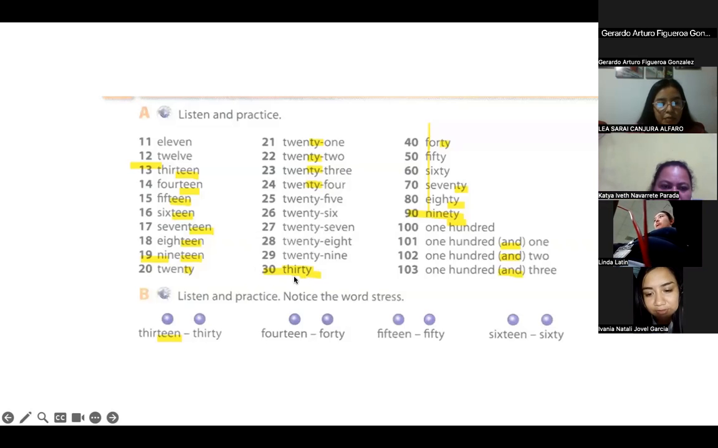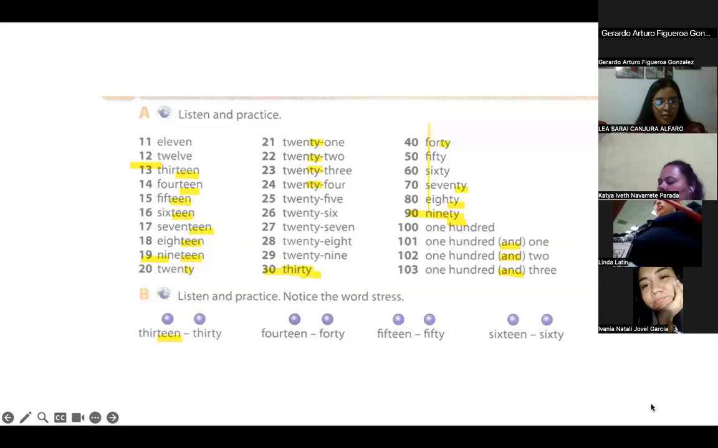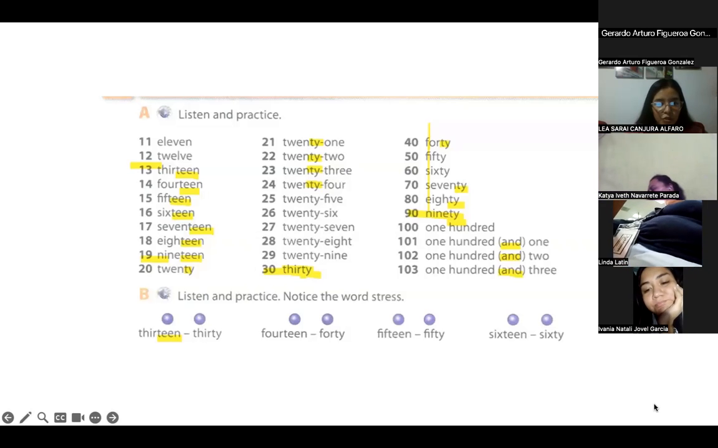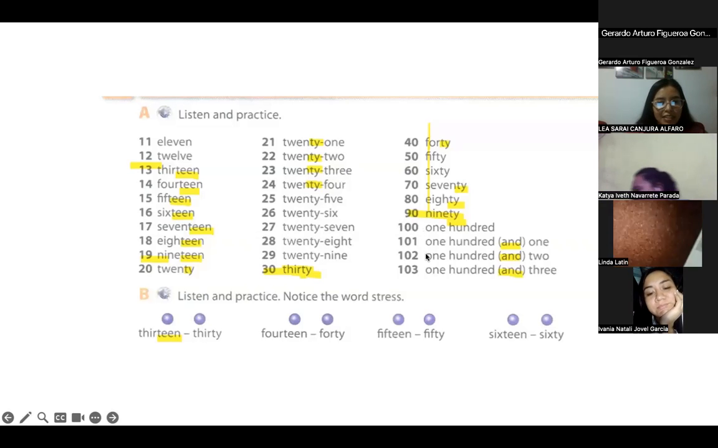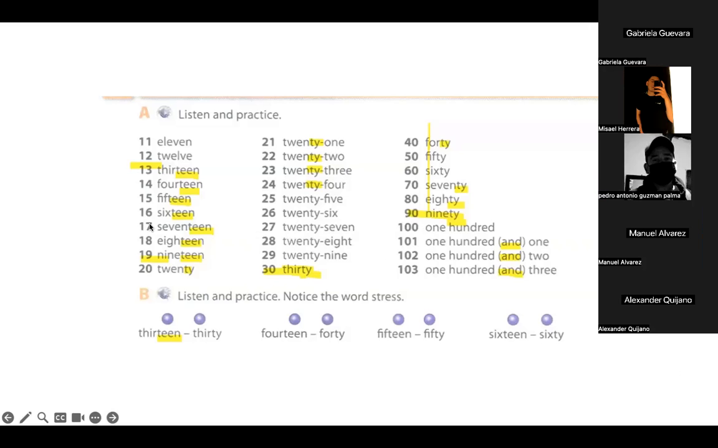Okay, thank you. Katia, can you help me with this one, con 30? 30, right? Okay, thank you. Linda told me she was busy, so let's move with Ivania. Can you help me with this one, con 100? 100, yes. Awesome, thank you. Let's move with Gabriela. Can you help me with this one, con 11? 11, right. Okay. Let me see, Misael. Can you help me with 103? 103. Awesome. Thank you.